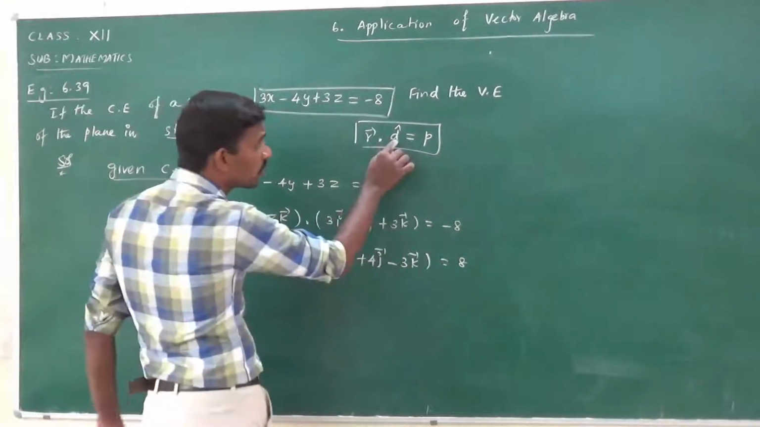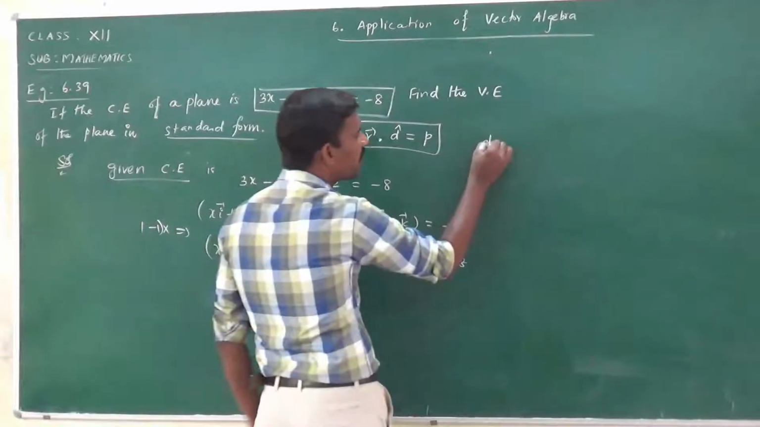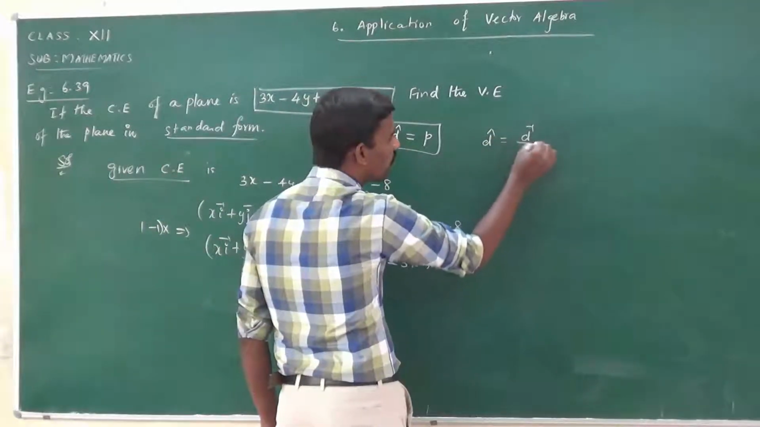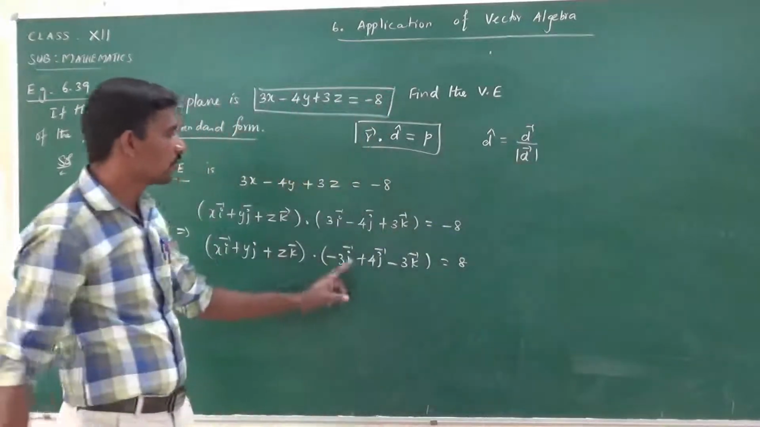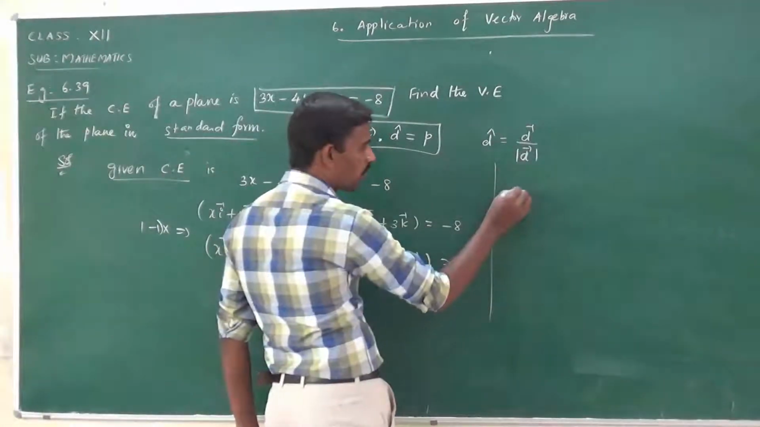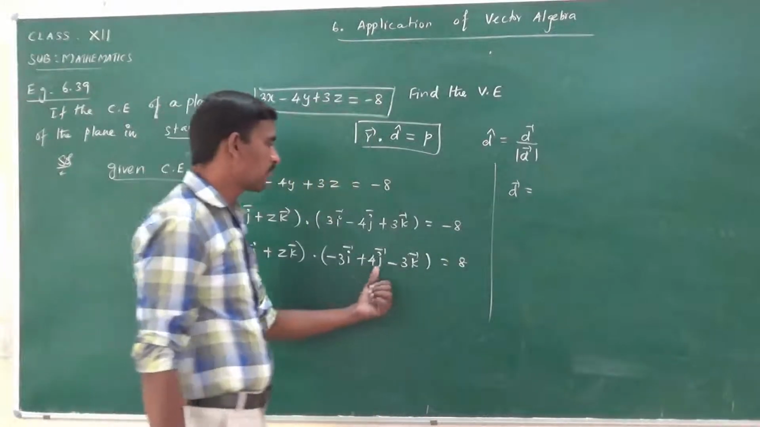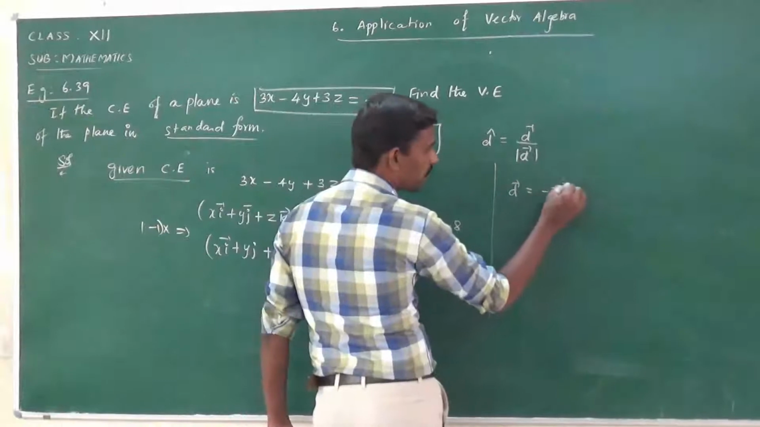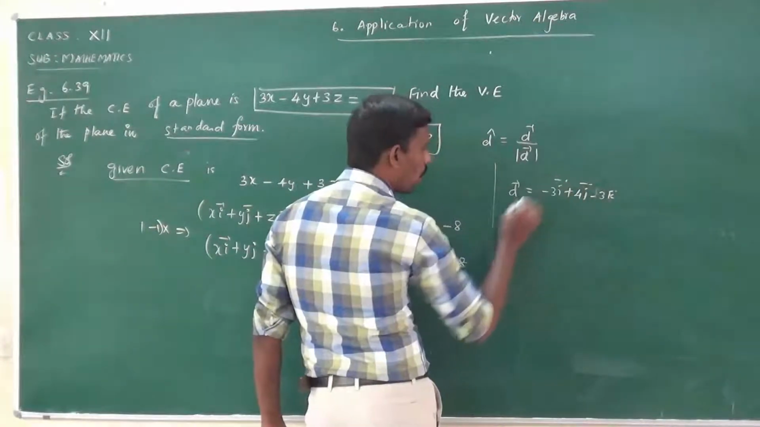Now d cap, we want to make a d cap. So d cap we can write as d vector divided by magnitude of d vector. So what's the d vector here? Minus 3i vector plus 4j vector minus 3k vector.